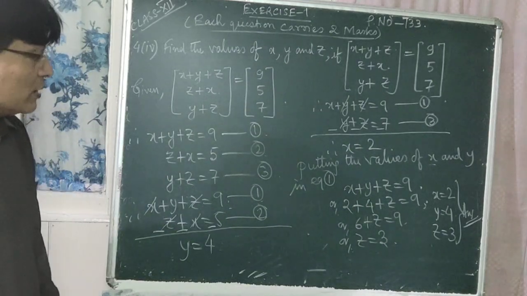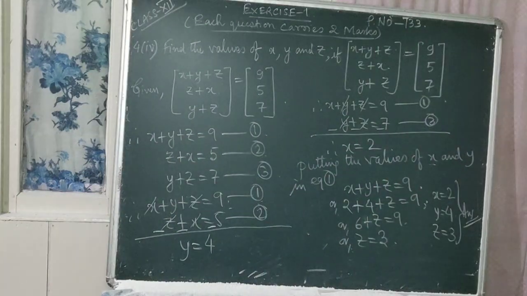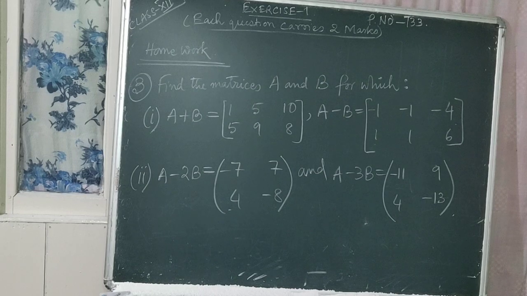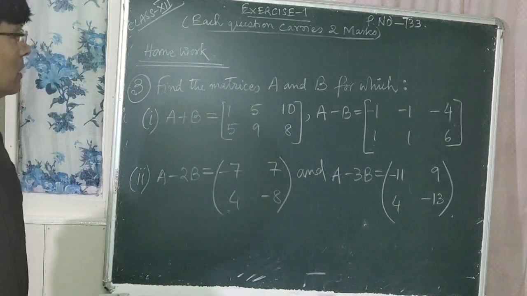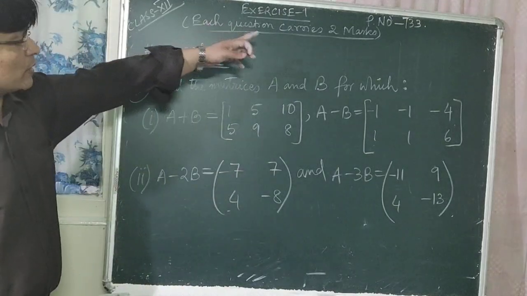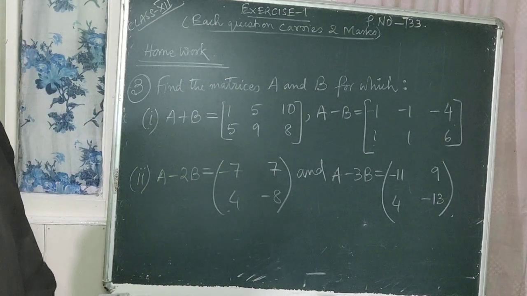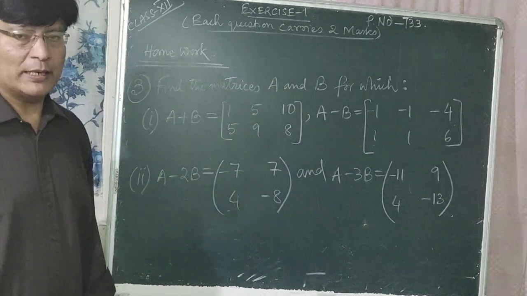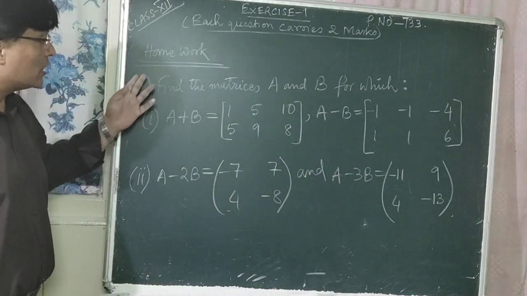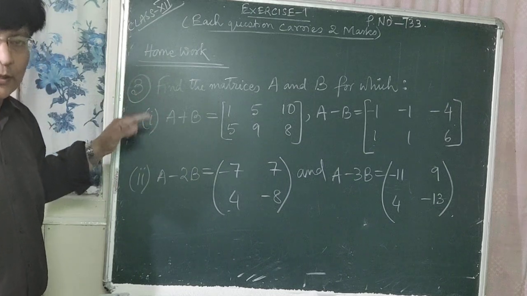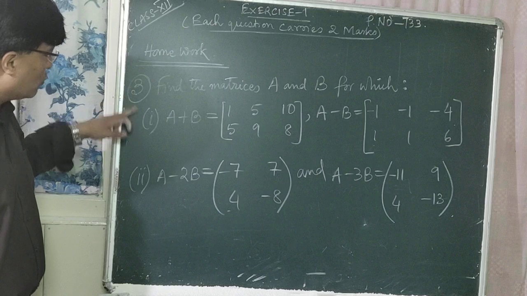Now I'll give you the homework. These are your homework. That is from exercise 1, page number 133, from the same book, Higher Mathematics for Class 12 by S&A. Each question carries 2 marks. Question number 3 is, we did question number 3 here, right? So number 3, 1 and 2 are homework.